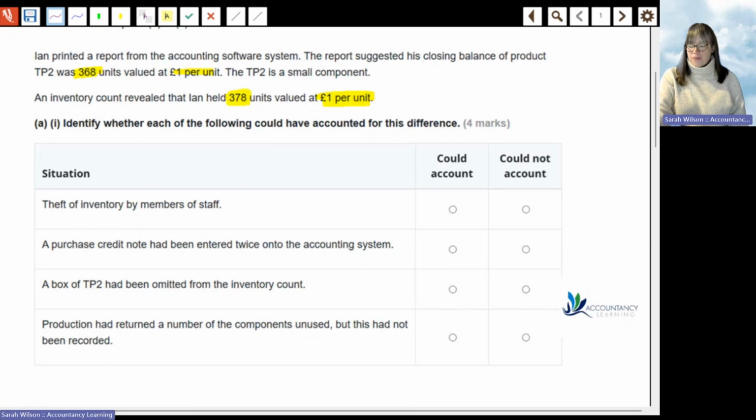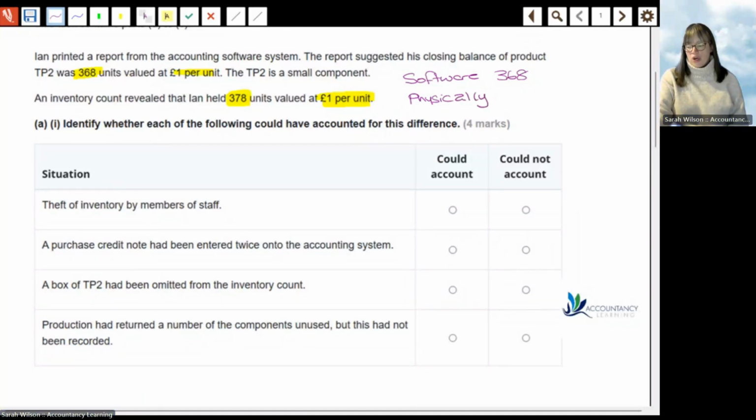So first of all, the software is saying there's 368, and in the physical count we have 378. So our physical count is higher than what the software is saying. And that's really important: before you start working out whether these situations could or couldn't account for these differences, it's really important that you have in mind which is higher.